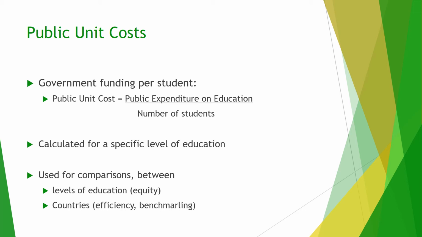And this can be used to look at efficiency. For instance, we might compare the spending on secondary education per child and look at the results in terms of learning from one country to the next, and see whether a country with similar spending or with more funding actually has more results in terms of learning. It can also be used for benchmarking by making comparisons to similar countries.